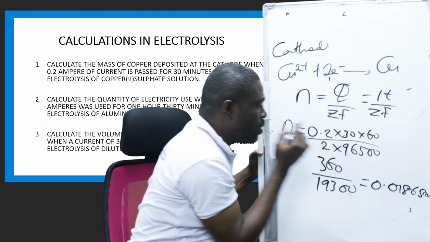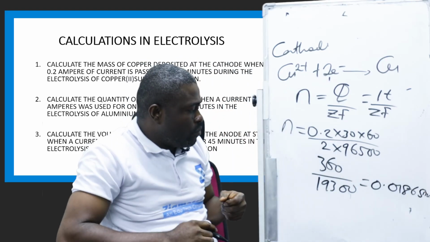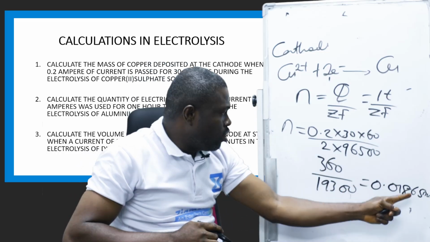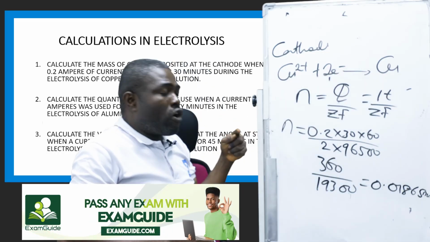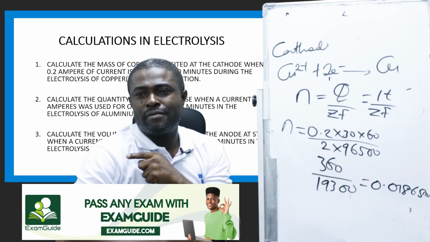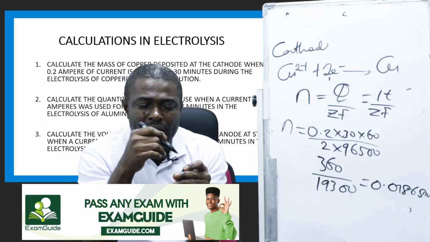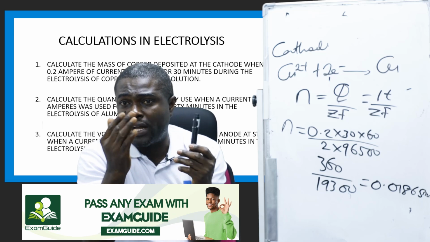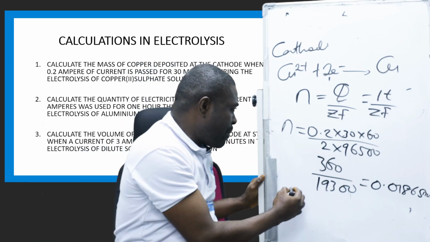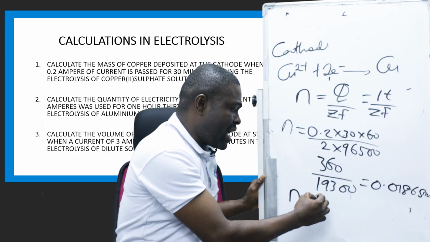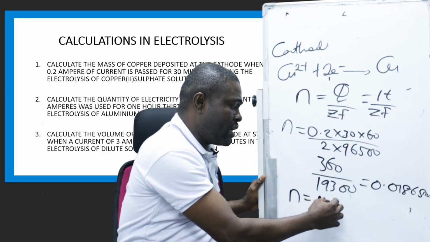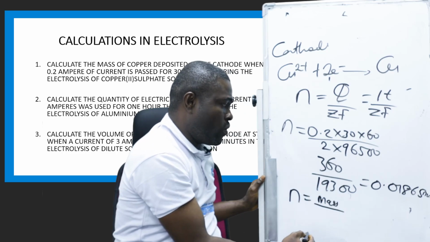Mole. This is mole. Mole of what? Copper. So convert the mole to mass. From my previous chemistry, the relationship mole has with mass is that mole is equal to mass over atomic mass number. So by the time I have mole, which is equal to the mass I am looking for, divided by what?